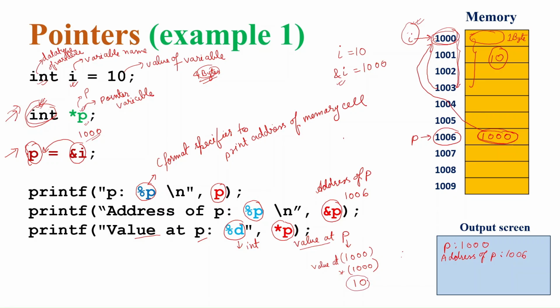And this 10 is an integer data type. The variable i is an integer data type. That is why the format specifier we have used here is percent d.